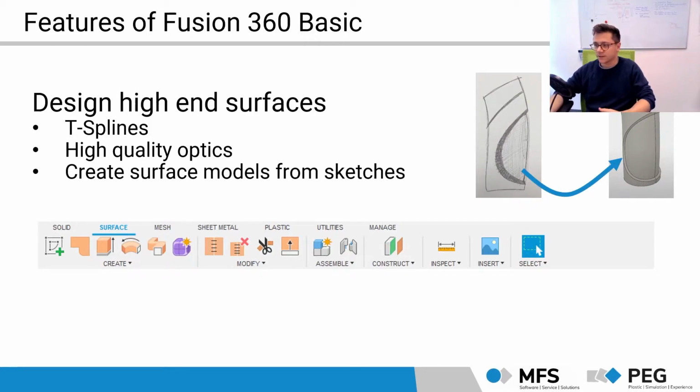Another one is high-end surfaces. So you can also create very nice surface models inside Fusion 360. This also works with T-splines, and you have very high-quality optics that you can create inside Fusion 360. So one example, as you can see here, is the shampoo bottle. From an initial sketch on paper, you can get to a model pretty quickly.